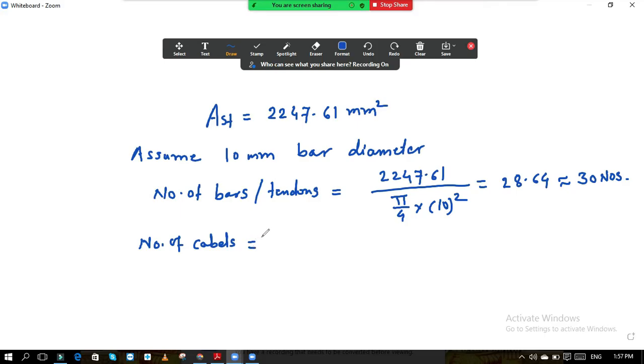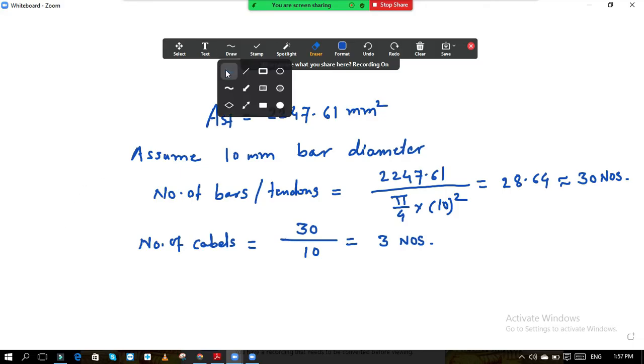So in a single cable we are going to provide 10 bars. So for 30 bars how many cables are required? 3 cables are required. The number of cables is equal to 30 divided by 10, which is 3. So we are going to provide 3 cables.